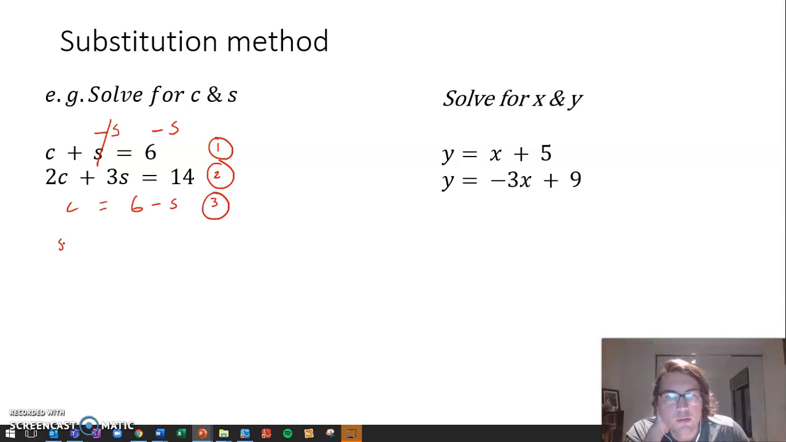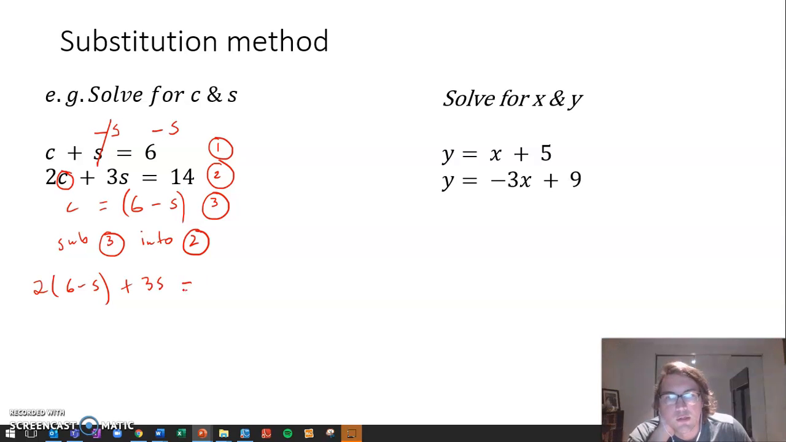Okay, so what I'm going to do is sub 3 into 2, sub 3 into 2. So I'm going to change this C value here into 6 minus S. So two lots of 6 minus S. All I've done is change the C into 6 minus S, plus 3S is equal to 14. Okay, so we need to do a little bit more algebra.